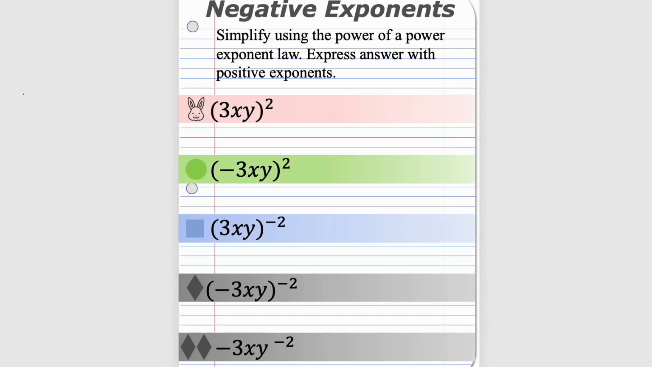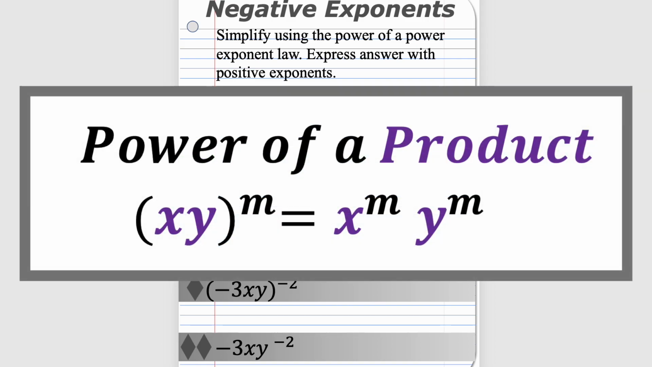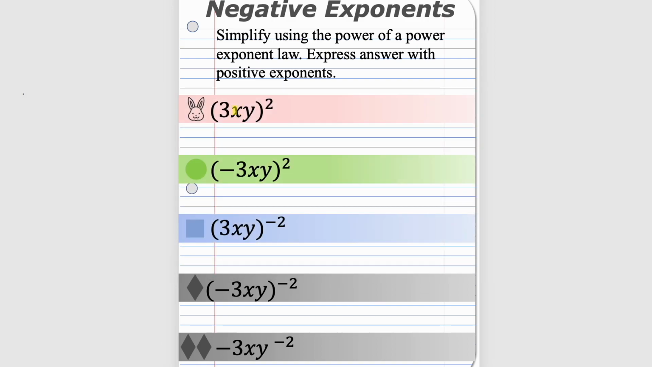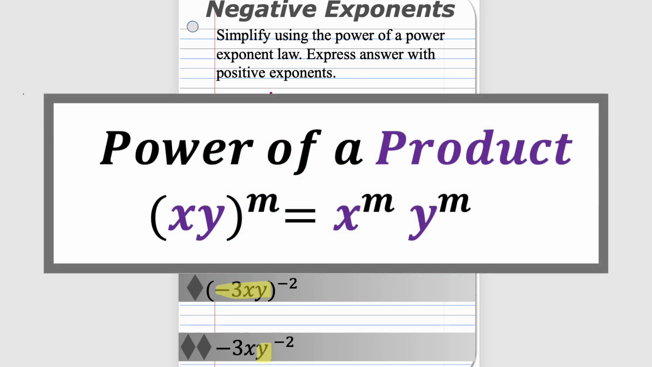In particular, we're going to look at the power of a product. Recall that the base here, here, here, and here is a little more complicated than just this single y. In the first 4 questions, the base is made up of a product. When we have a product, we can apply what's called a power of a product rule.